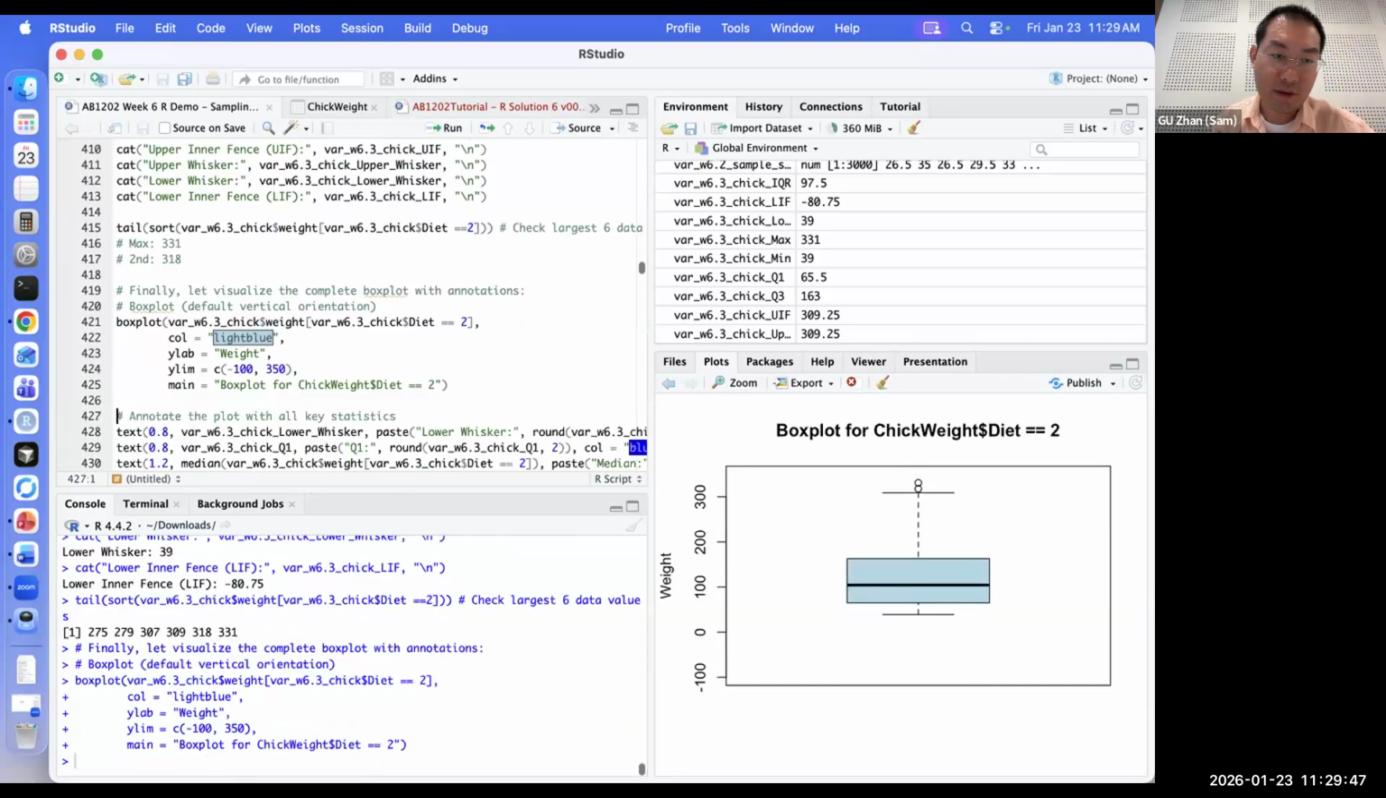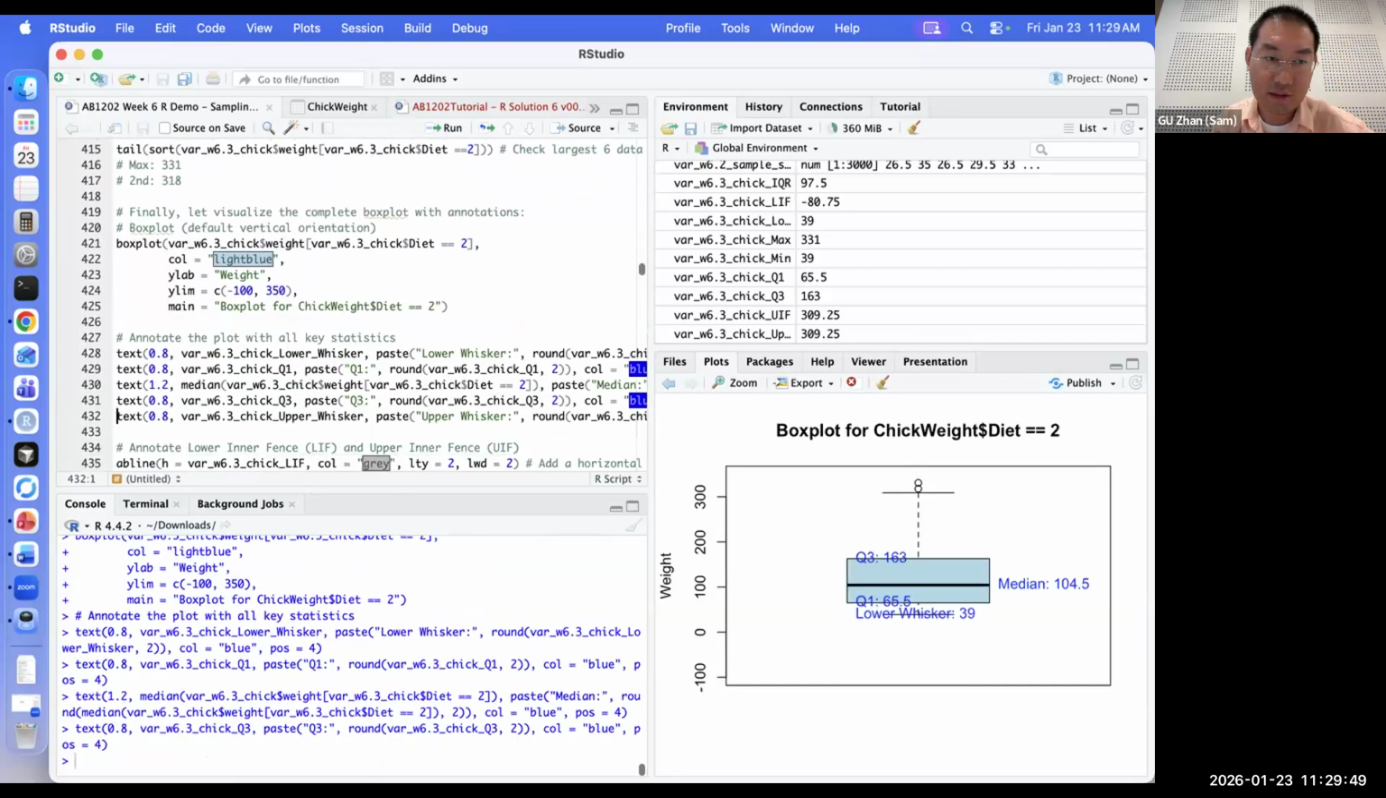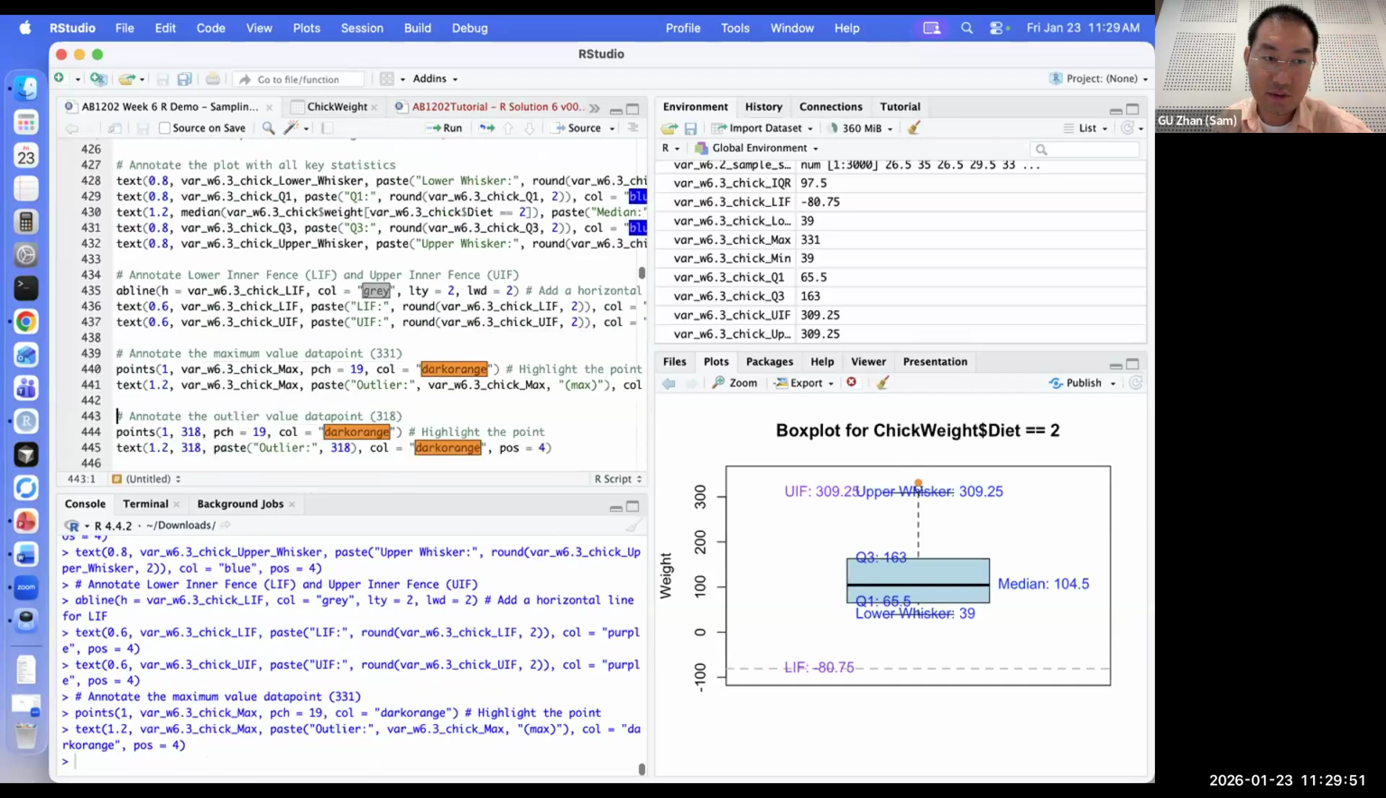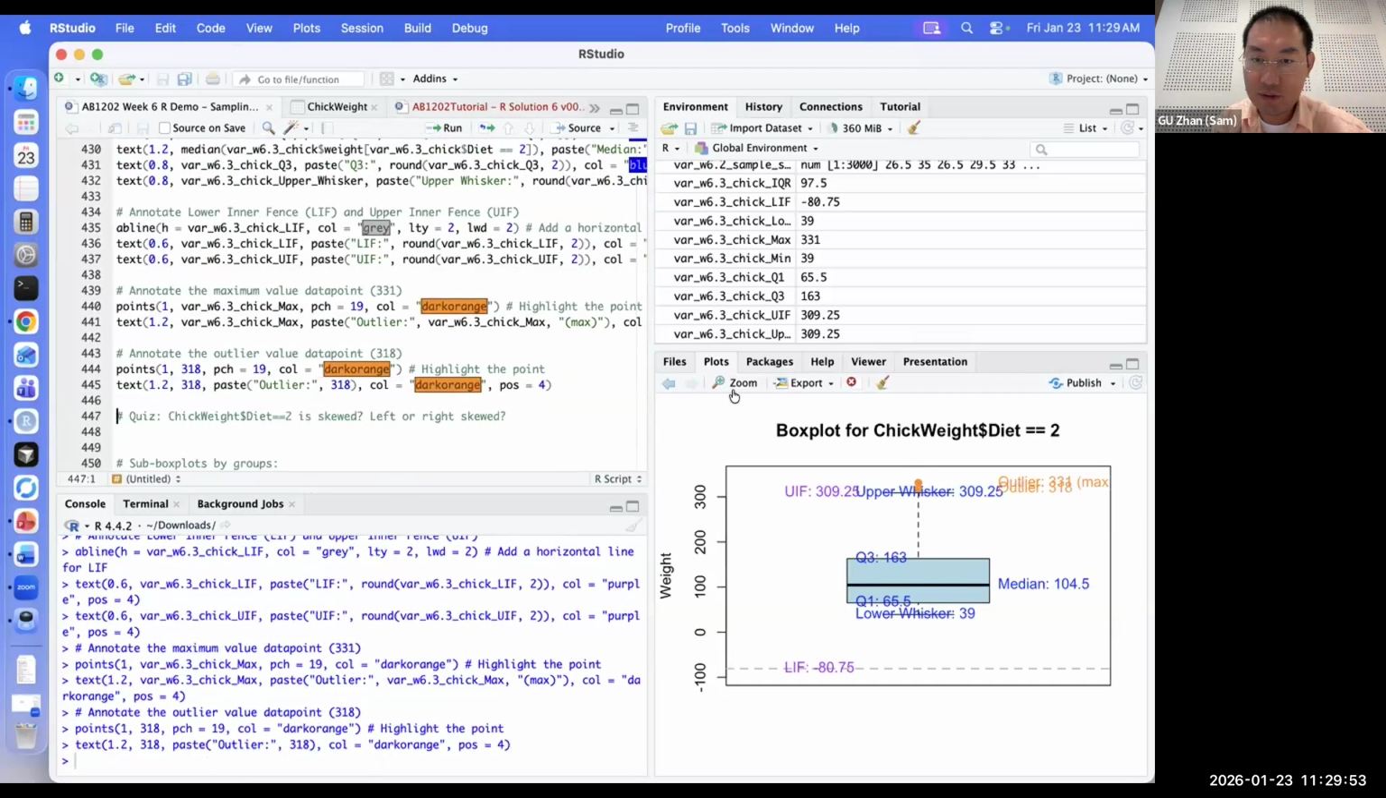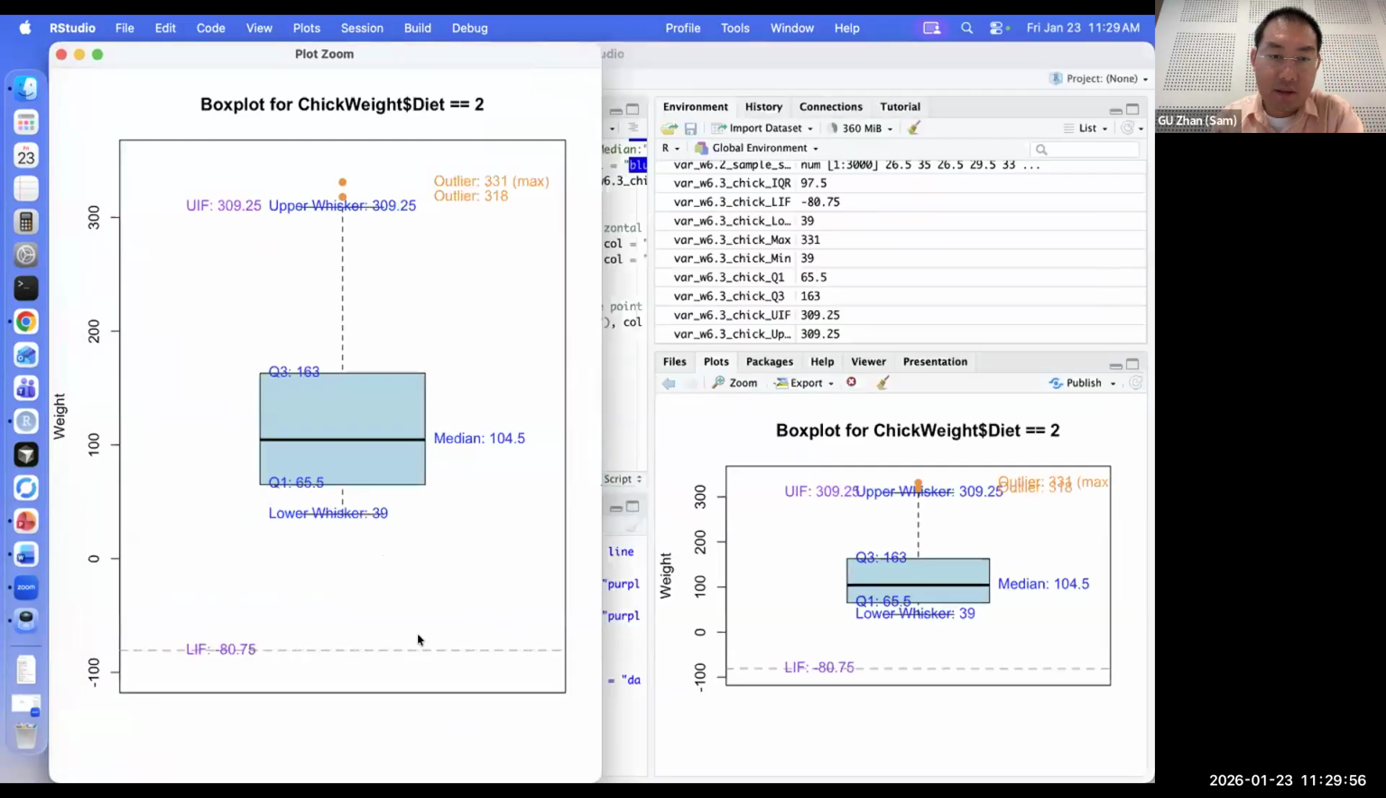So finally, let's plot it. Let's show it. I'm adding a few lines for you. So this is the box plot for chick weight with diet equal to 2. Then this is the R implementation and the visualization for the example that we have seen in the slide. Okay, good.